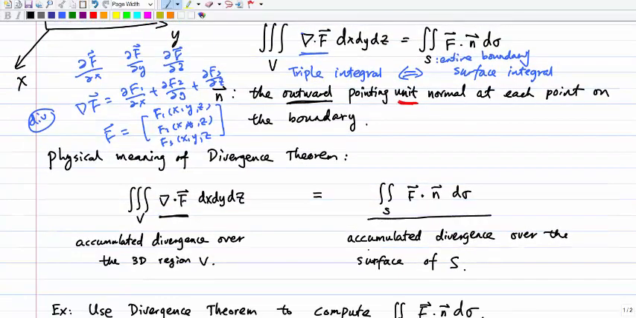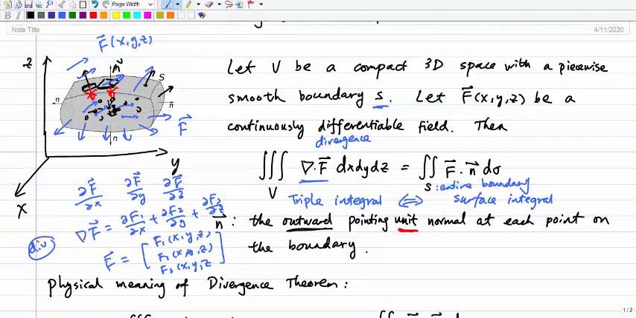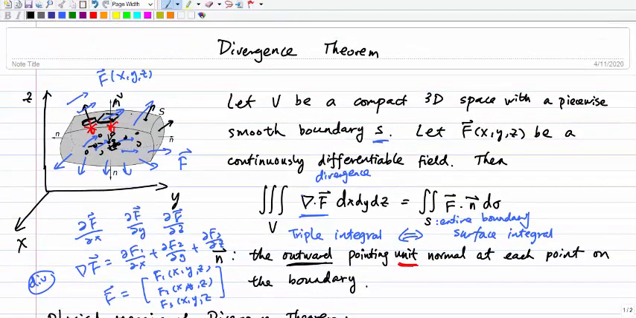This is called the accumulated divergence over the surface of S. Because this n is pointing outside, if my vector field at this point is pointing right, and this n also points out, it means the particles are moving out. If the vector is pointing in, for example for this one, it means at this point you have particles coming in.